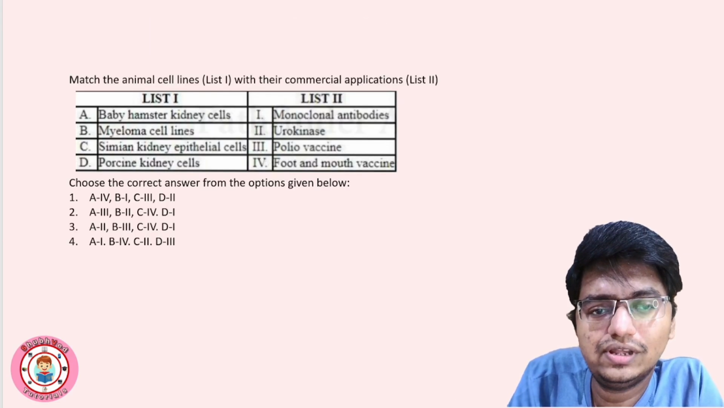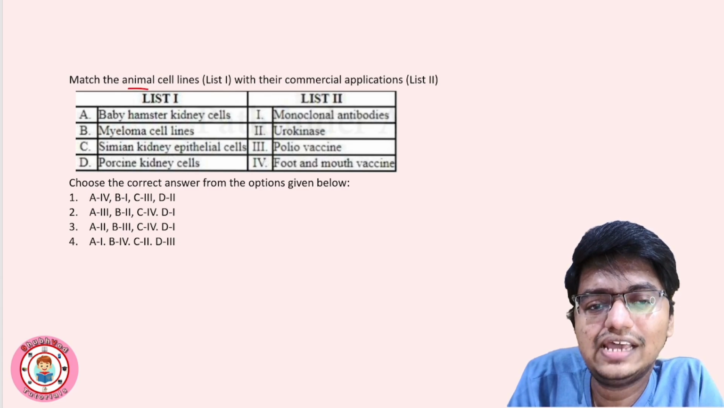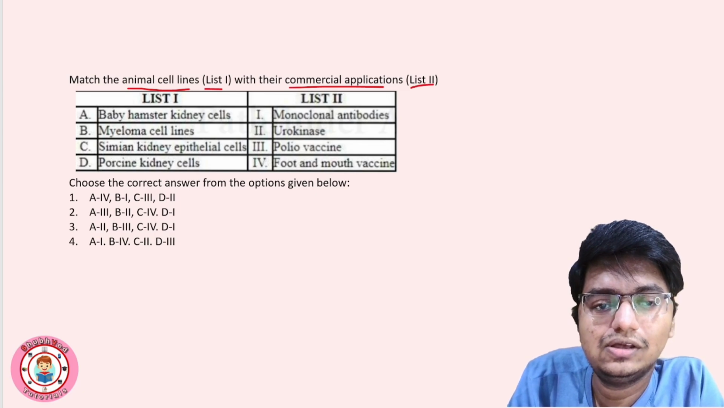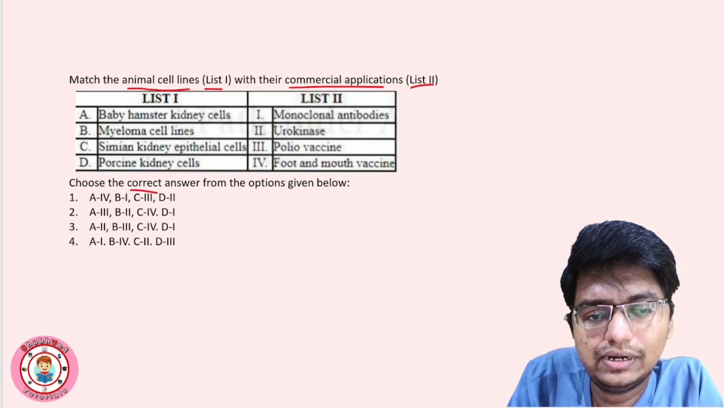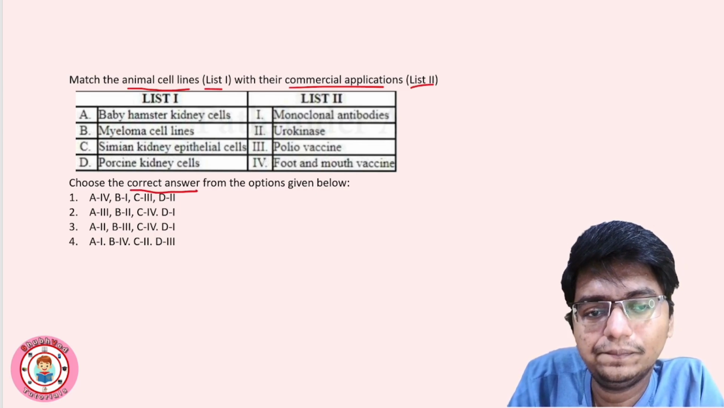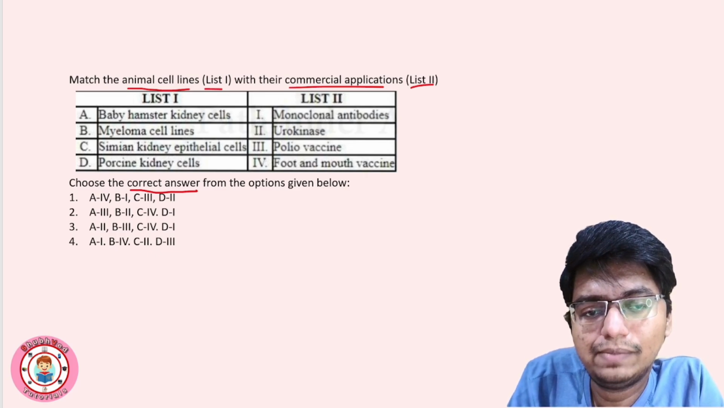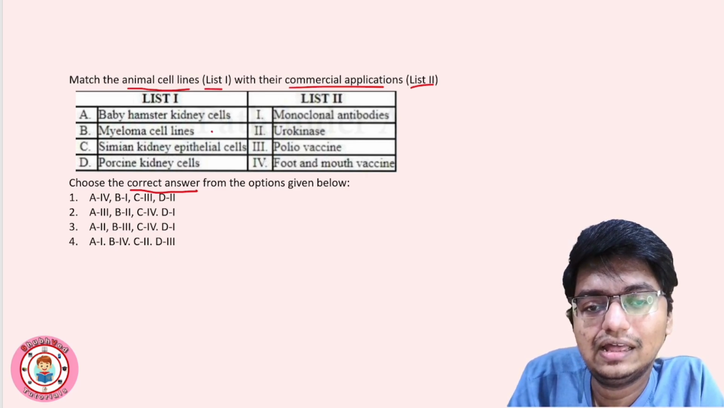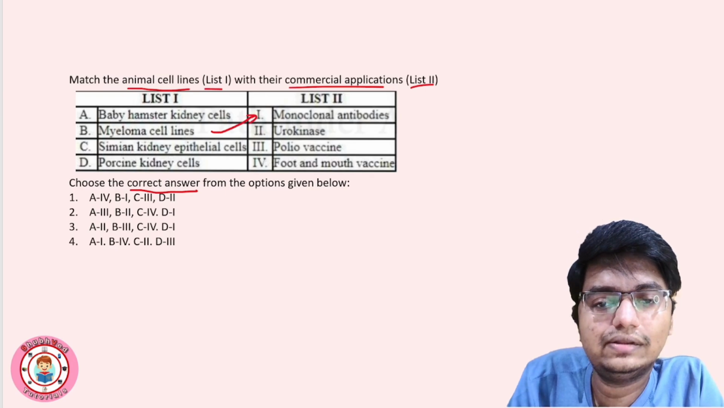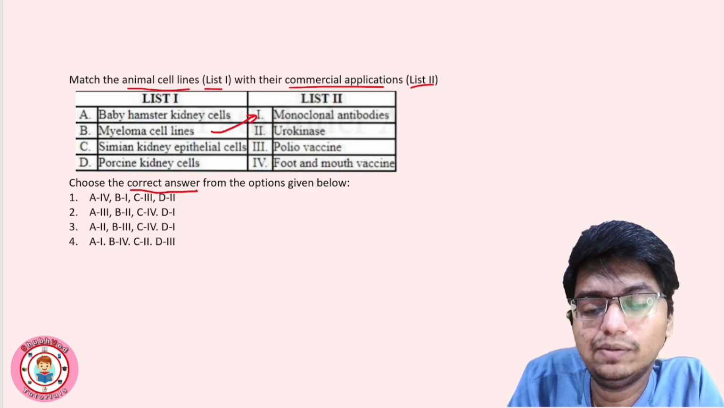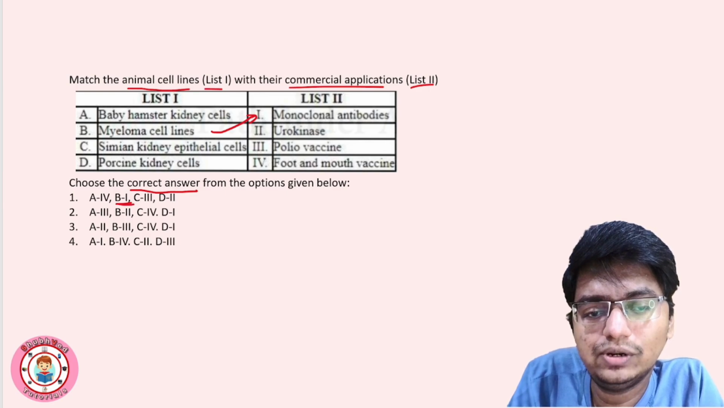The first question: match the animal cell lines in list 1 with their commercial applications in list 2. So choose the correct answer. Okay, in this, B is myeloma cell lines, that is used for monoclonal antibodies, right, and this is present in option 1 only. Okay, so this will be the correct one.